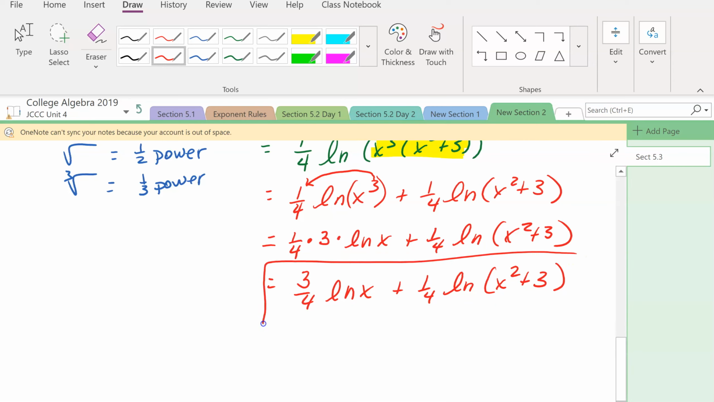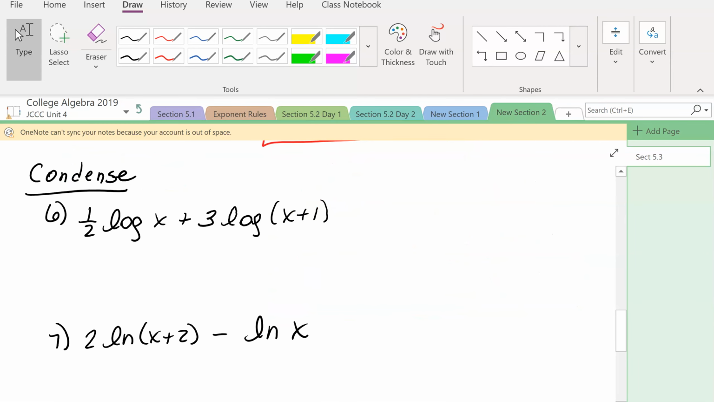Okay, there's likely to be more noise going on here, so just bear with me. Now we're going to go the other way. So now we're going to condense, and the first thing that I do when I'm condensing expressions is I float the butterflies up. So this 1/2 is going to float up, this 3 is going to float up.